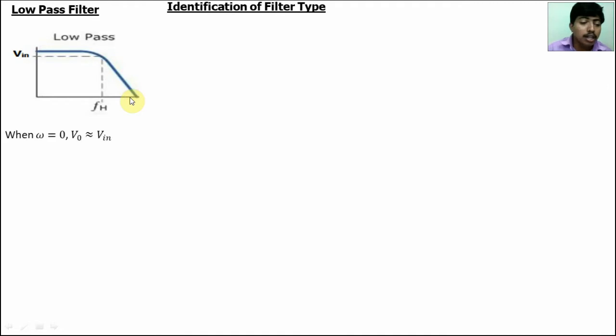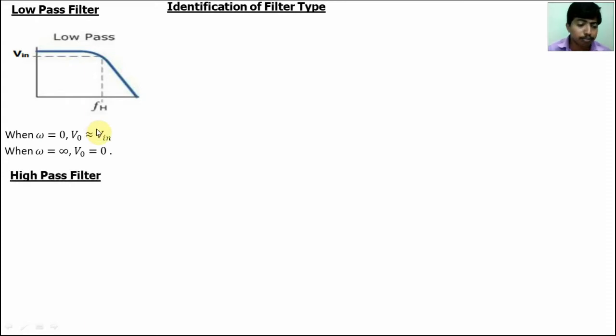So when omega is equal to 0, omega means angular frequency, when the input angular frequency is equal to 0, the output will be very close to Vin or it will get a magnitude. But when the input frequency is infinite, very very high, definitely the output will be 0. If the circuit has such type of output, definitely the circuit will be a low pass filter.